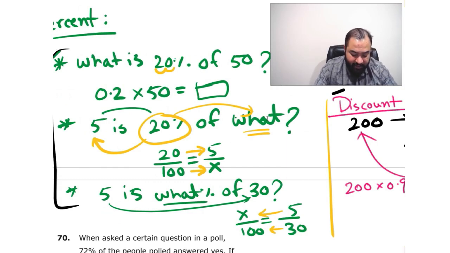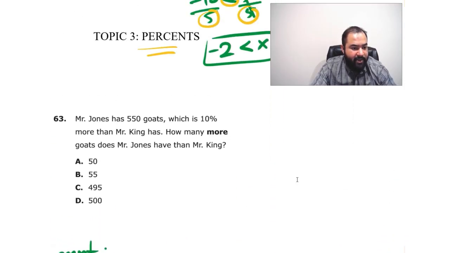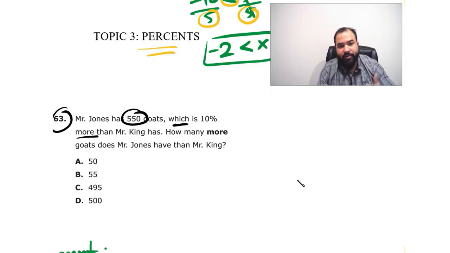And then you have the discount and sales tax. Now let's just apply this here. Take a look at this question here. It says Mr. Jones has 550 goats, which is 10% more. 10% more means what? You have to add 10%. It means it's 110%. 10% more than Mr. King. So whatever Mr. King has, he has 10% more.